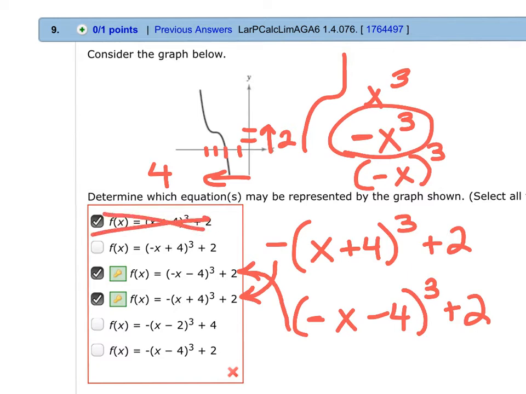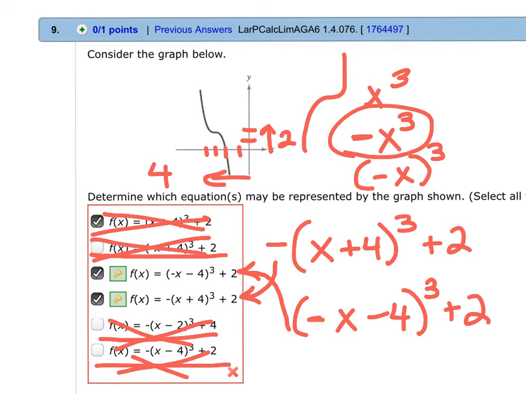That's left 4, that's up 2, but that's not upside down. And then this one would be right 4, up 2, and flipped upside down, so that one doesn't work. This one would be right 2, up 4, and upside down, so that one doesn't work. And this one would be right 4 and up 2. That one doesn't work. So it's just those two in there.